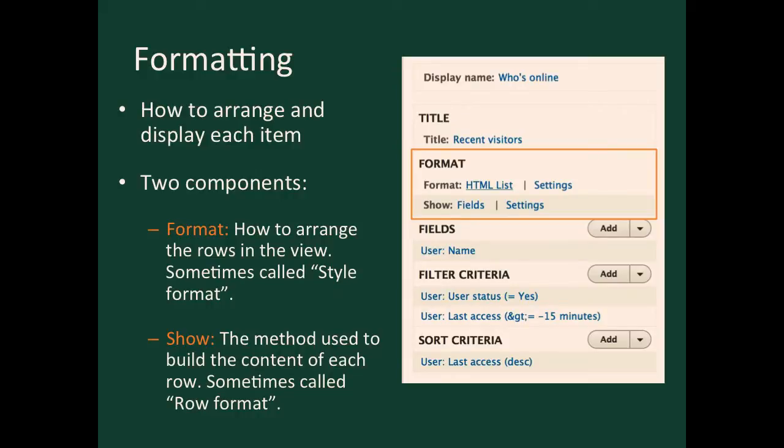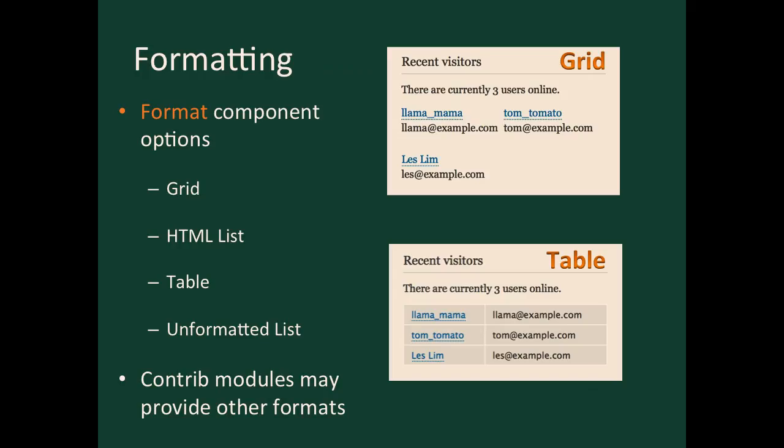You'll also notice that in the interface, there are actually 4 links. For each component, the link on the left controls which option is selected for that particular component. The settings link on the right indicates configuration options that are relevant to the thing that you selected. So the settings option next to HTML list are configurations that are relevant to when you format the view as an HTML list. So let's look at the format options specifically. The format component has 4 different options out of the box.